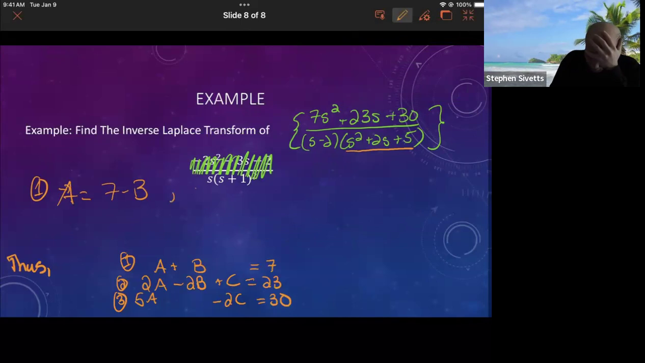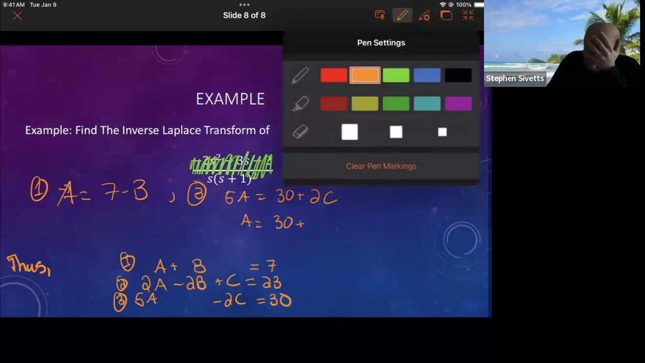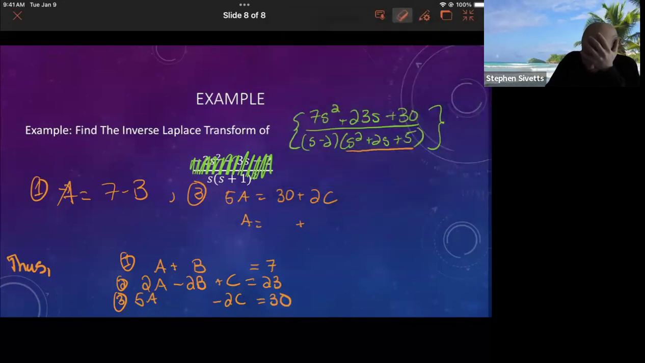Then by equation 3, I'll have 5a is equal to 30 plus 2c, and then a is equal to 6 plus 2/5 c.